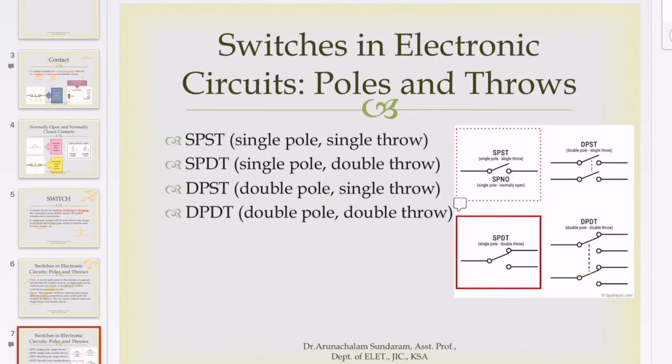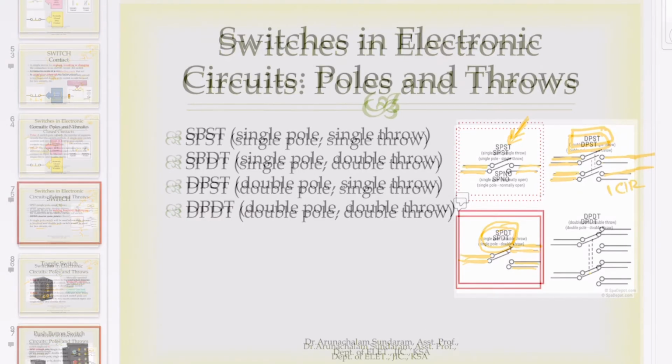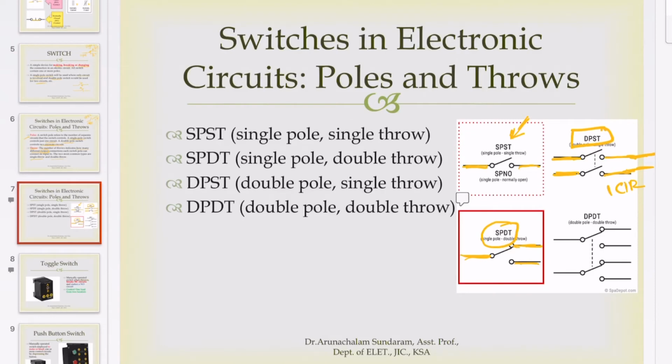This is the single pole, single throw that I told you. I have one input and one output. Single pole, double throw means I have one input and double output. Double output means two circuits. When I say double pole, single throw, I have two inputs and one output. For the double pole, double throw, I have two input circuits and two output circuits.